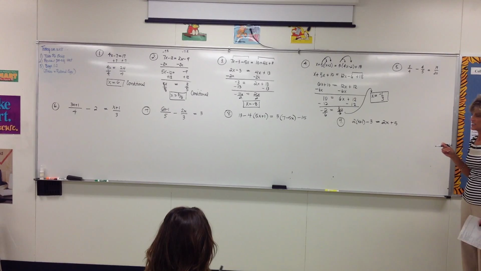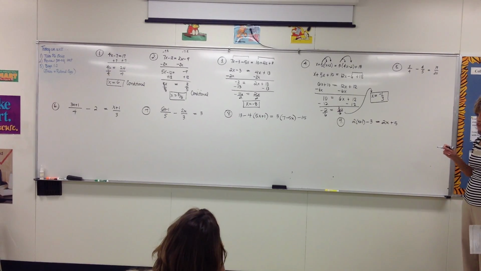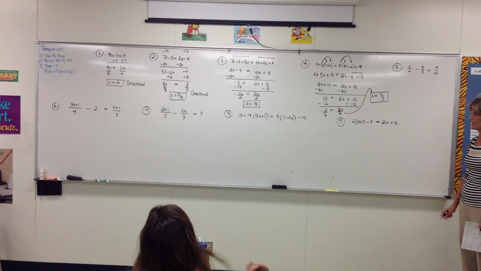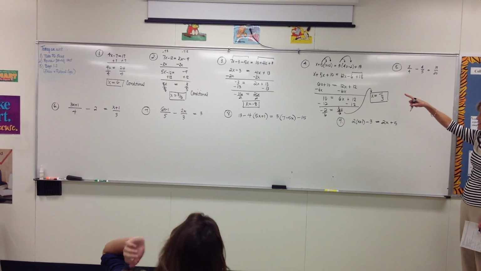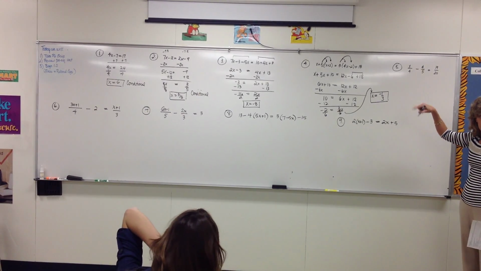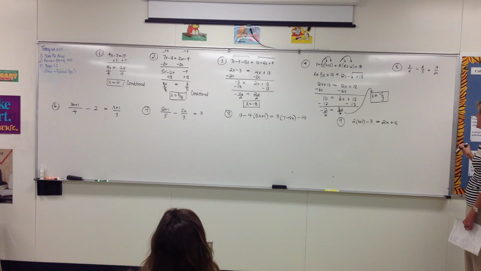We'll practice checking something like this a little bit later. You could store negative 1/3 in your calculator as x, and then retype the left half, retype the right half, compare them. You should get the same on both sides.